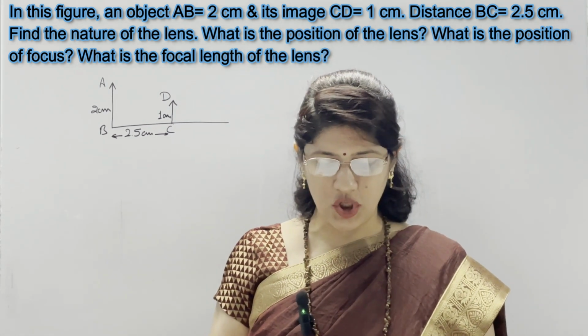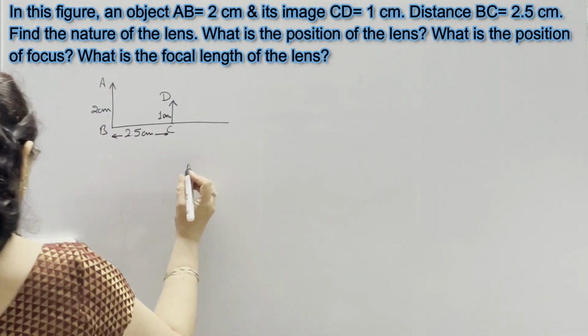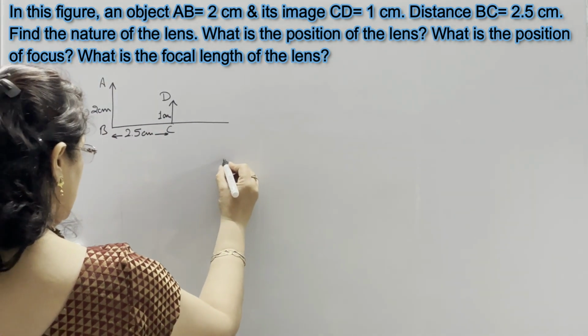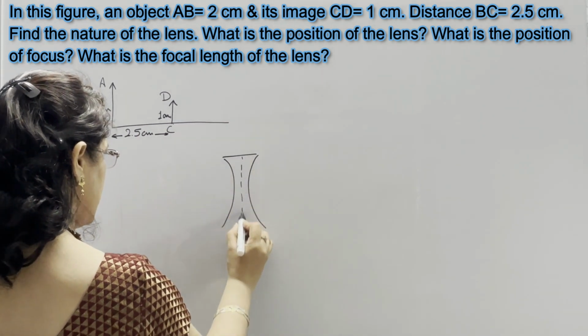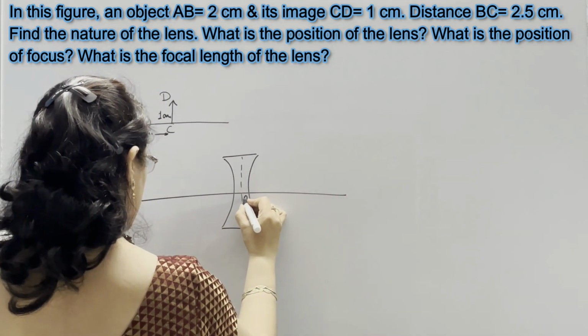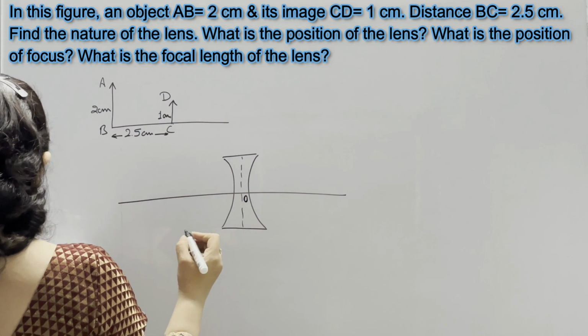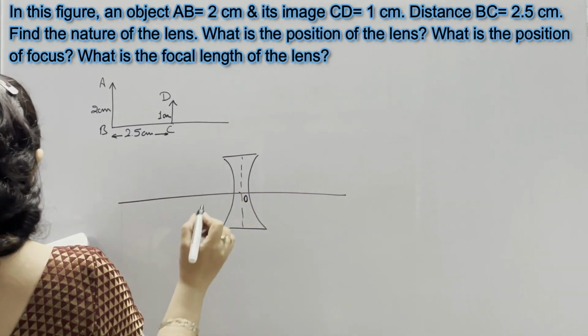In the second part, position of the lens. The position of the lens is at point O. Again, we have to draw the diagram also. So this is the concave lens. This is the principal axis. This is the position of O, or you can say the position of the lens at this point is O.